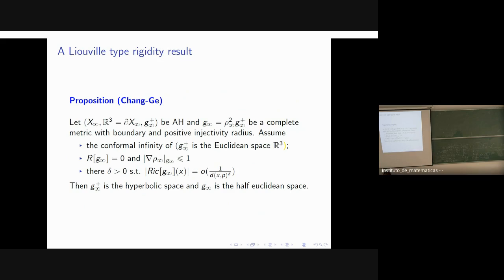And the conformal infinity is R3, and the scalar curvature of the conformal metric is 0, and the distance function is bounded by 1. The gradient of the conformal factor has this control. And we also have Ricci decay. Then I claim this metric G infinity plus is the hyperbolic metric, the standard hyperbolic metric, and the compactified metric is the flat metric. Okay, so that's the rigidity theorem which we have proved.